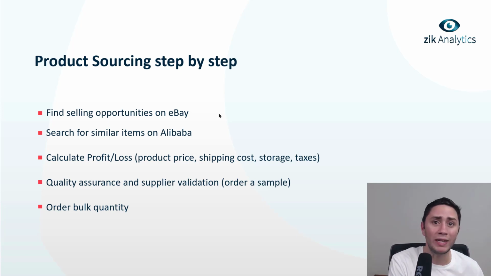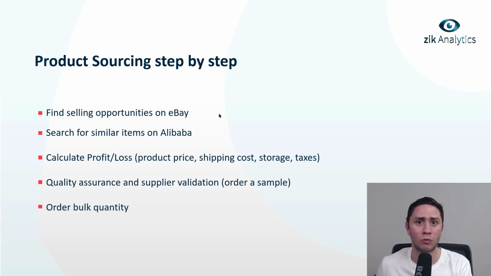You have to find a product with demand on eBay, make sure you can source it for the right price on Alibaba or from your suppliers, and just then move to the next step, which is to calculate your profit and loss. Make sure product price, shipping cost, storage, taxes, everything is calculated before you buy in bulk. Then, after you found the selling opportunity, you saw that there is a product on Alibaba that fits, you made a calculation, and you see, yes, after all costs, after importing the product, after packing, shipping, everything, this is a profitable product.